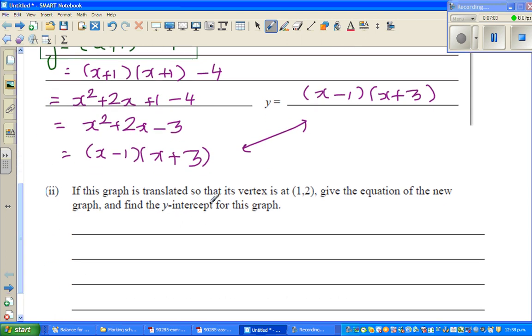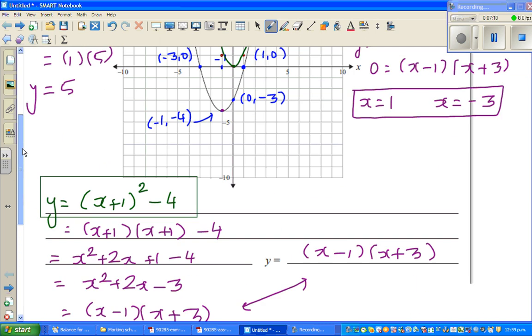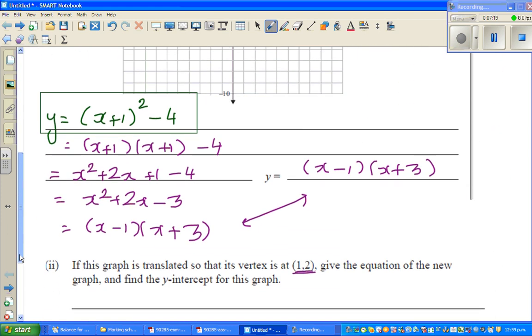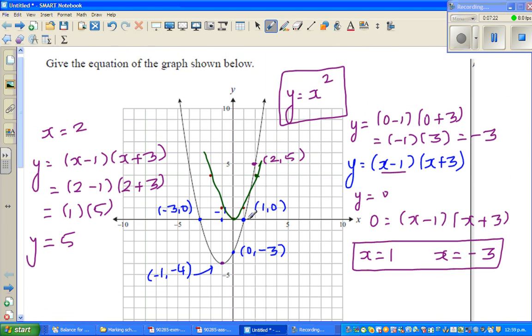If this graph is translated so that the vertex is at 1, 2. So what they're saying is, now if this parabola is translated so that this vertex of minus 1, minus 4 is now sitting at 1, 2. So this is, say, 1 and 2. So basically, what happens if this vertex is translated here? What will be the equation of that parabola?